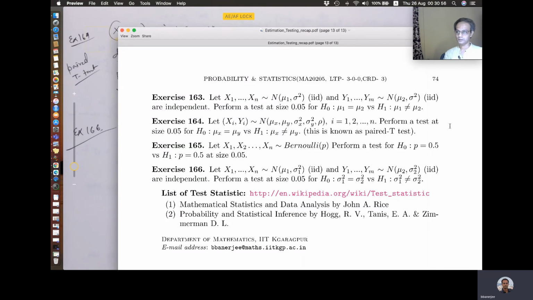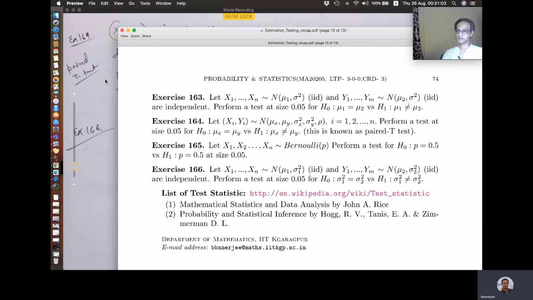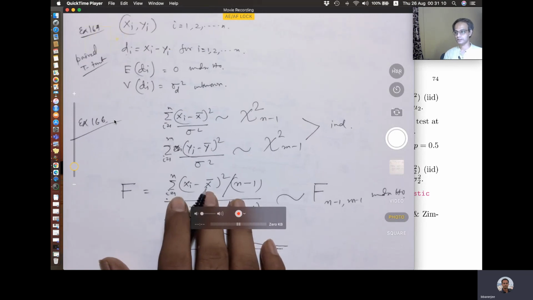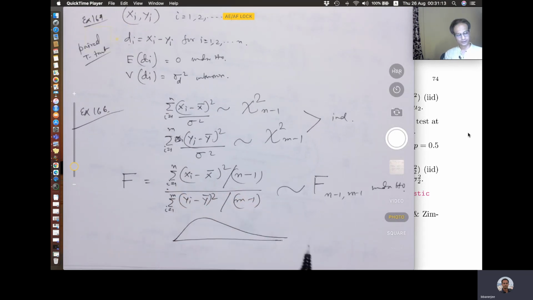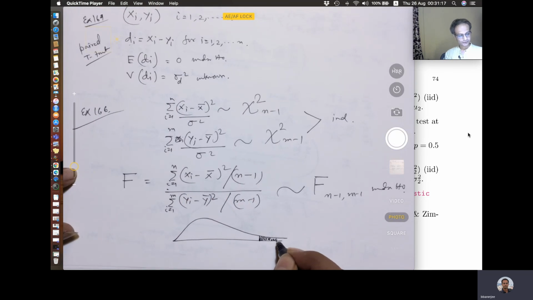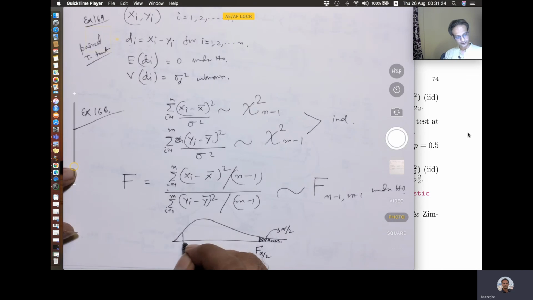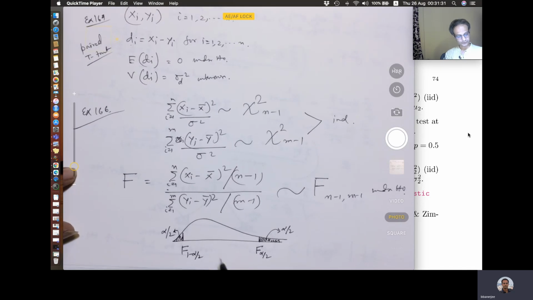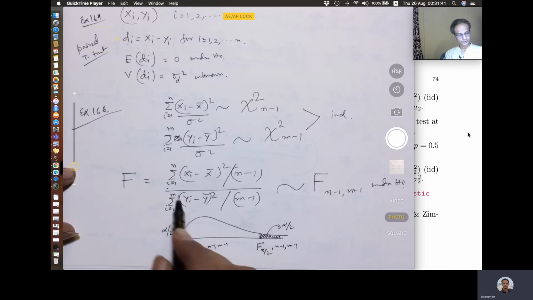What is the alternative? Okay, so you will not have an upper tail test, you will have a both tail test. So less value and high value. As it is not symmetric, you have to reject the null hypothesis. So this region is alpha by 2, this is F alpha by 2, and this region is alpha by 2, so this is F 1 minus alpha by 2 with the same degrees of freedom, n minus 1, m minus 1. So if the observed F falls here or here, you have to reject the null.